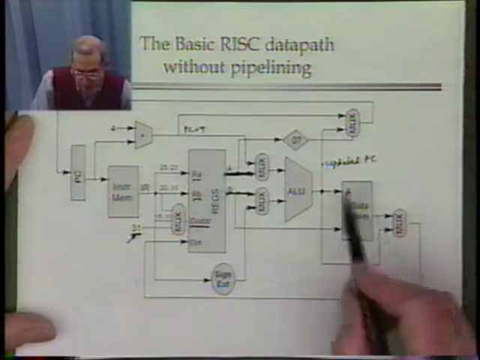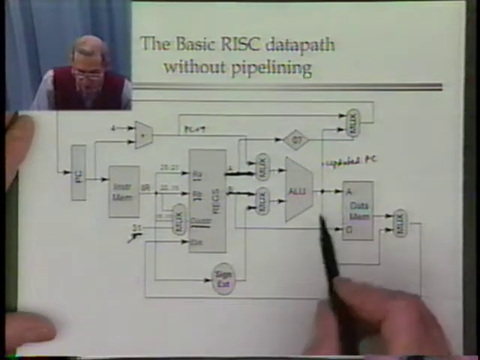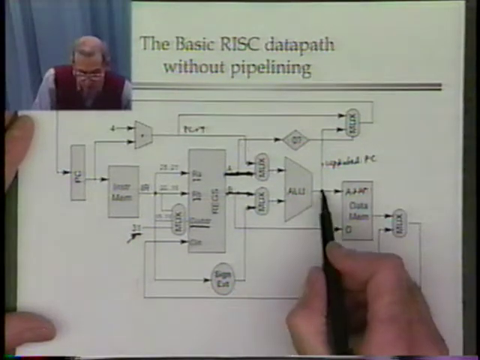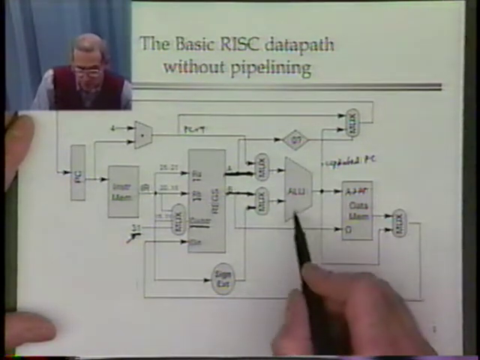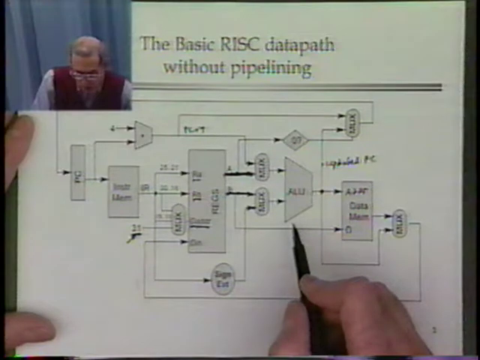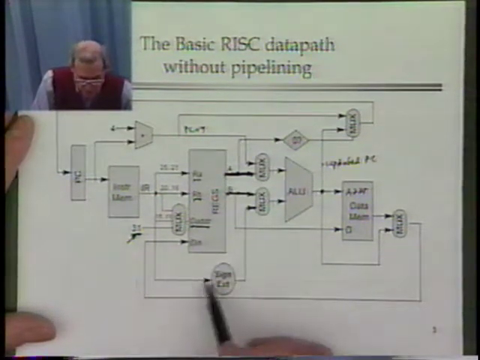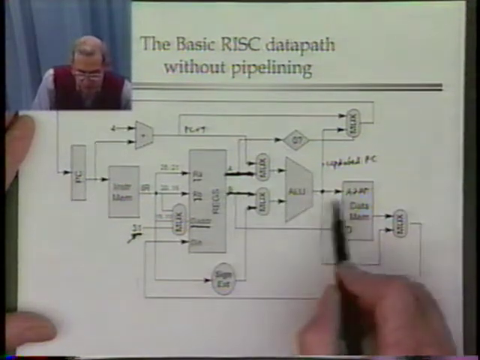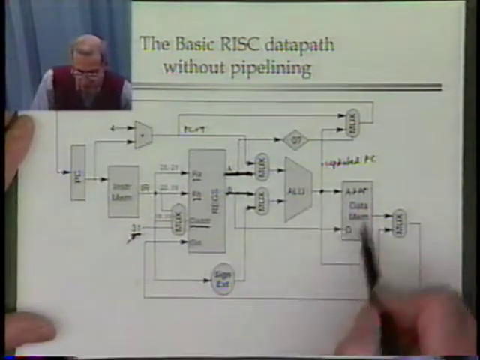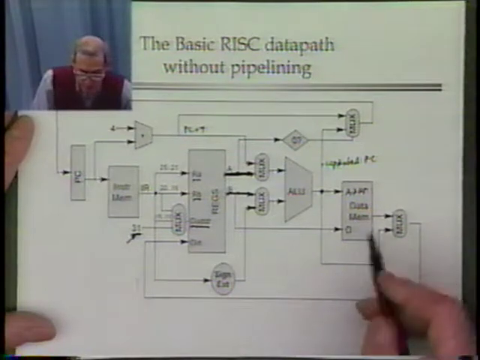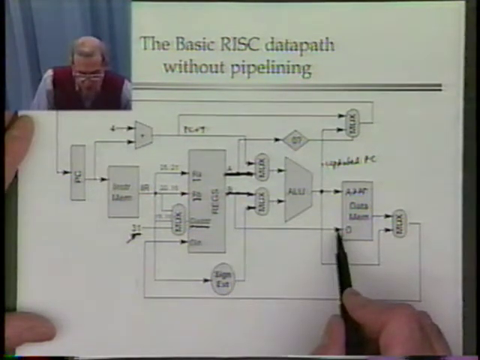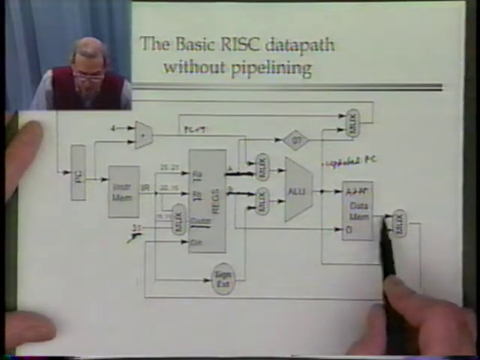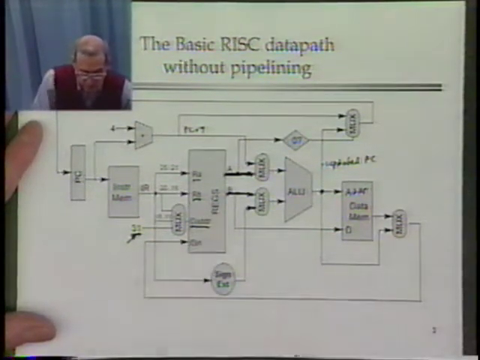The only thing I haven't talked about is data memory. The address for the data memory comes from the ALU because we need to do the effective address calculation. We need to add the displacement, which is a sign extended immediate field, to the contents of a register to produce the address of the data to reference. The data input, in the case of the store, comes from the other register. The data output, in the case of a load, goes back to the register file.